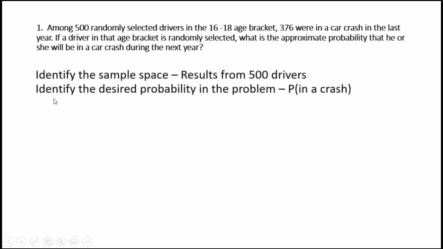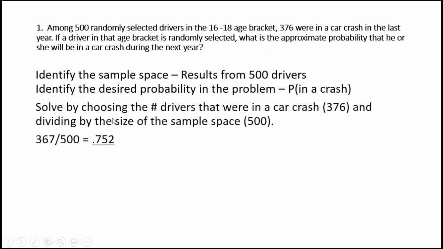The way we do this is, number one, you identify the sample space. If you look at this, you'll see that we have these 500 randomly selected drivers. So this represents our sample space, right? We have 500 possible responses. And then identify the desired probability, which is the probability that he or she will be in a car crash. So the probability that someone from that sample will be in a crash.